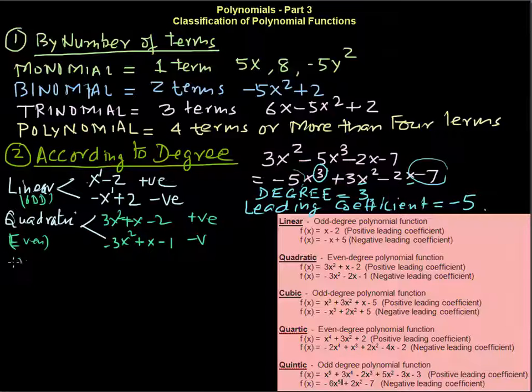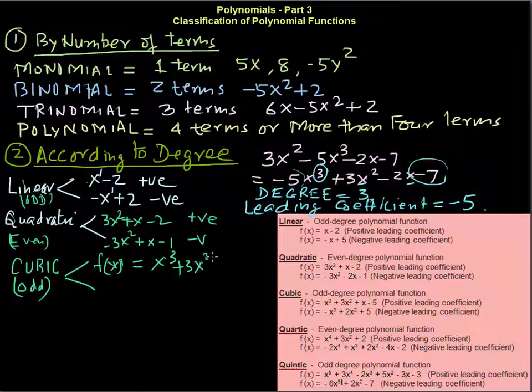Then the third one we can define as cubic. Cubic is again odd, because it involves 3, so it has two parts again. The function can be written as f(x) equals x cubed plus 3x squared plus x minus 5. This is an odd degree polynomial function which has a positive leading coefficient. This one again has a negative leading coefficient.